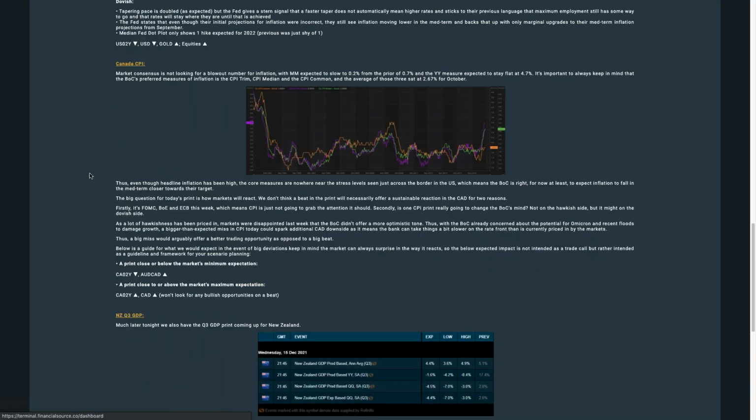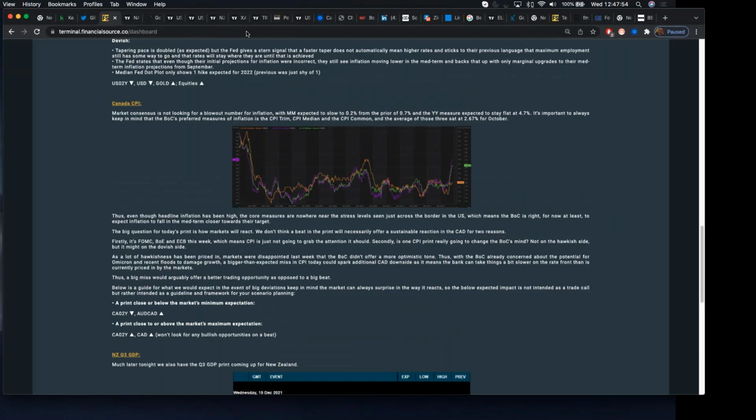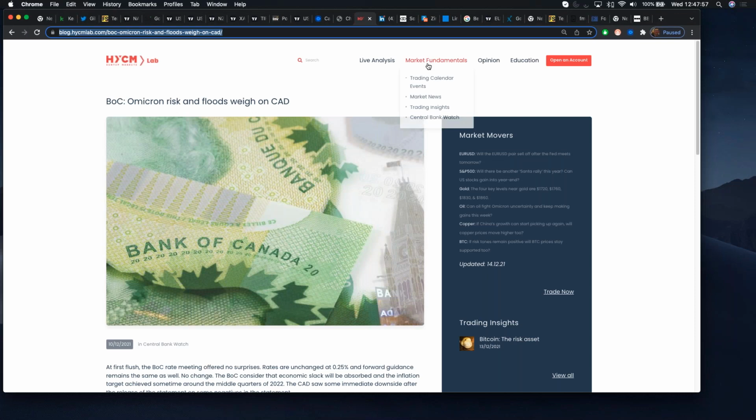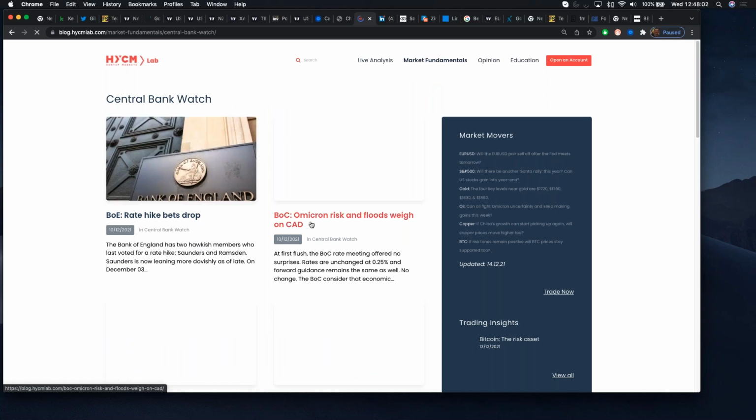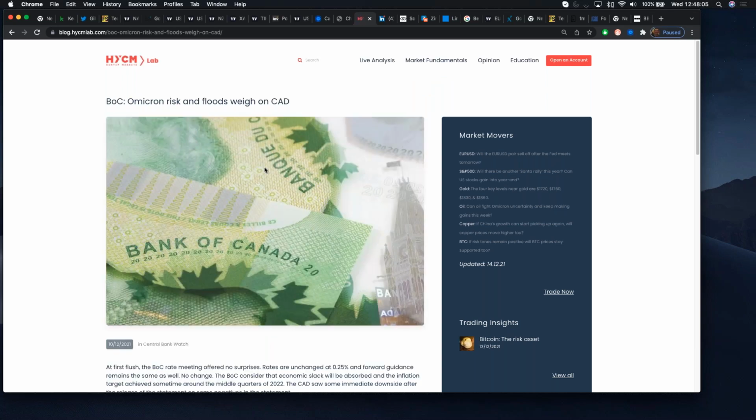We then have Canadian CPI. The best opportunity here will be if it's low. Okay, the last Bank of Canada meeting, and do always look at my blog. I keep up to date, generally speaking, on almost all central banks. You can see here I covered the last Omicron risk and floods weighing on CAD. I looked at the Bank of England yesterday. So just a reminder, that's basically what they did. They highlighted the Omicron risk and the floods in British Columbia that was weighing on the risk. Okay, and that's what was dragging down the CAD as of late.